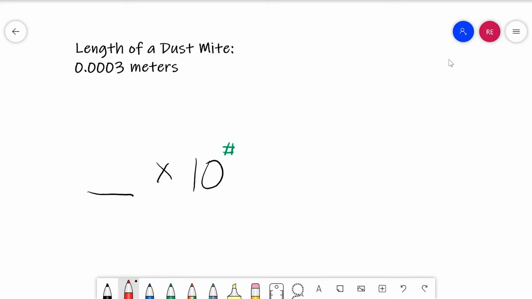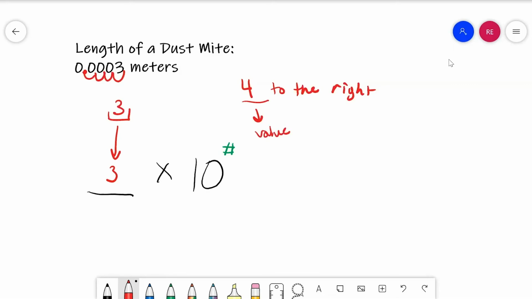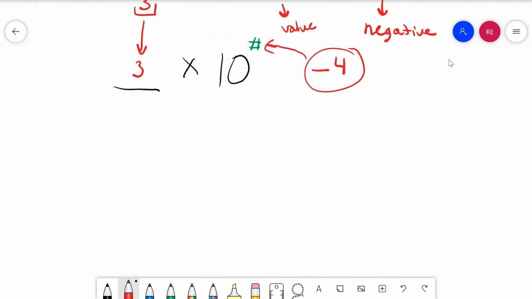And so if we move this decimal point 1, 2, 3, 4 to the right, so 4 to the right, that gives us the number 3, which is a number in the ones place. And so 3 is our ones place, and we moved it 4, which is the value of our exponent, and to the right, which lets us know that our exponent is negative. And so our exponent is going to be -4. And that will go right there. So our final answer will be 3 times 10 to the -4.